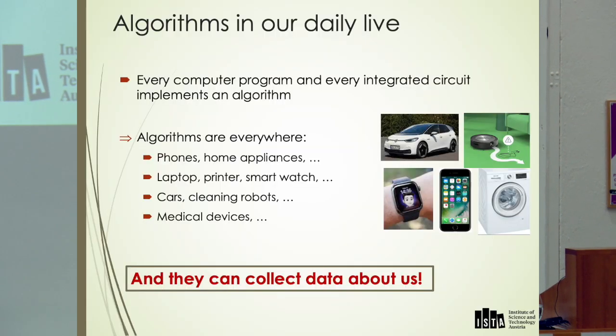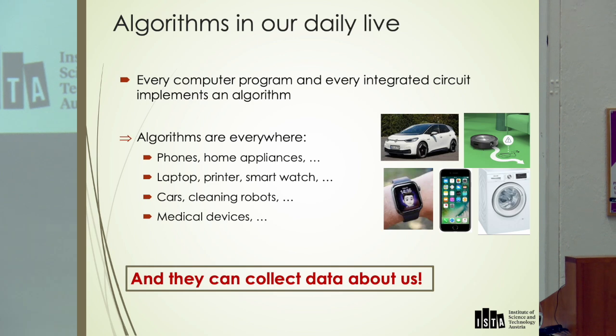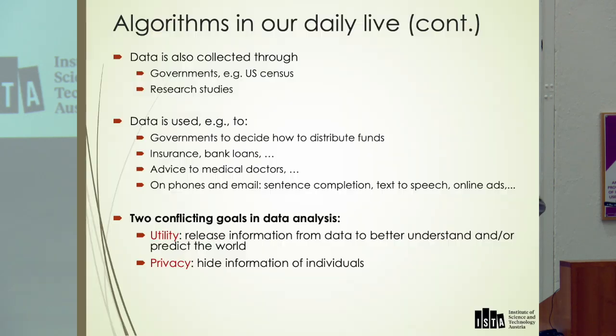So algorithms are everywhere these days, because every computer program and also every integrated circuit is actually implementing an algorithm. And so if you use your phone or your laptop or your home appliance or your car or your cleaning robot or certain medical devices, you will always have algorithms running there. And they're usually very useful, but they can also collect data about you, right?